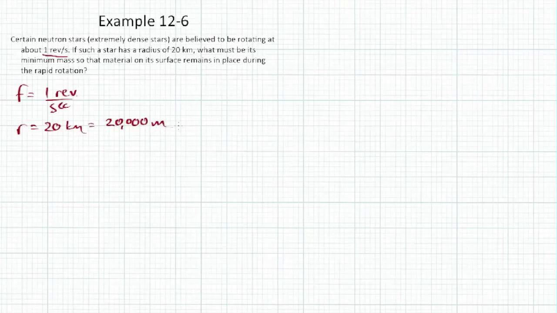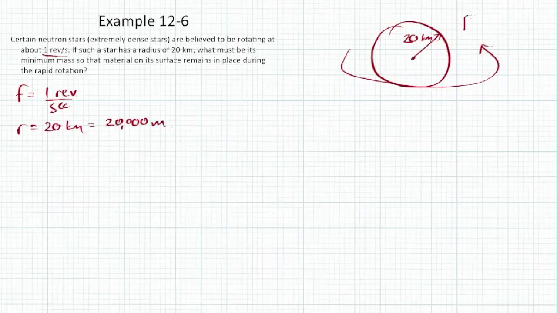Okay, and so it says if it has such and such a radius, and we'll just draw it over here. 20 kilometers, okay, and it's spinning around. That is a frequency equals 1 revolution per second. Very quickly. What is the minimum mass so that the material on its surface remains in place during the rapid rotation?